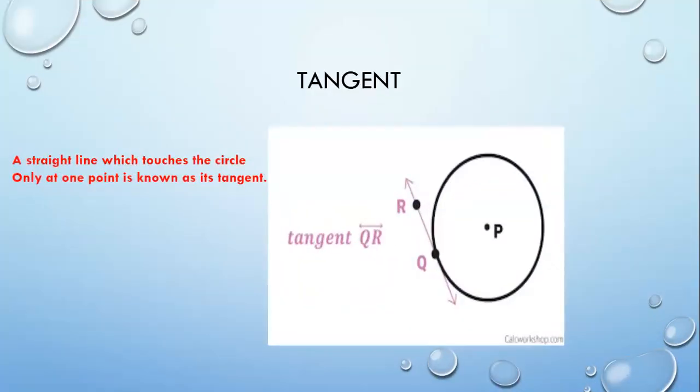Next one is tangent. A straight line which touches the circle at only one point is known as its tangent. See, a secant will intersect the circle at 2 points and go inside the circle, while the tangent will just touch the circle. Here you can see QR is a tangent. QR is a tangent, touching at point Q.